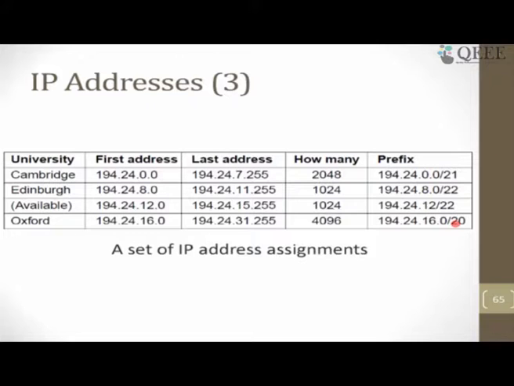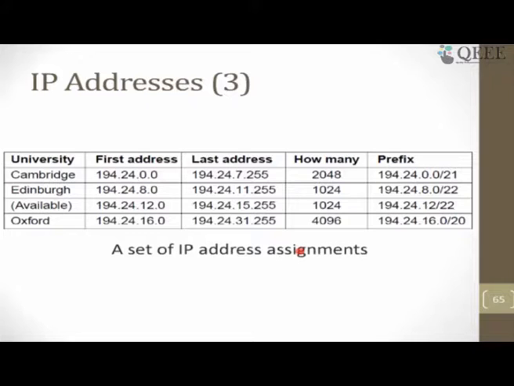Now what can happen in between? See, if I am entering 4096, although there are some IPs which are available, say 194.24.12.0 to 194.24.15.255, I am not giving it to Oxford. Why am I not giving it to Oxford? Because then I have to divide Oxford's address into two different prefixes.